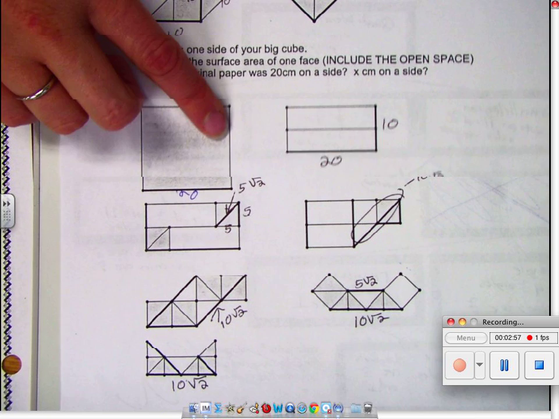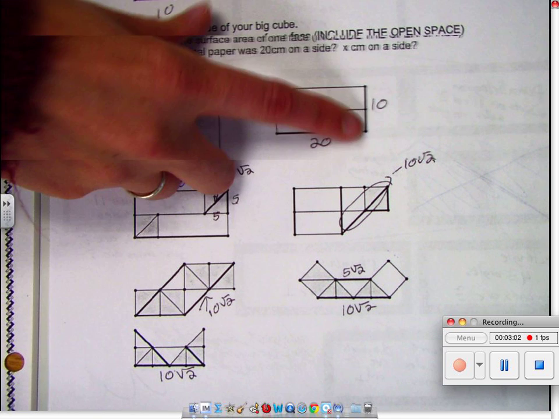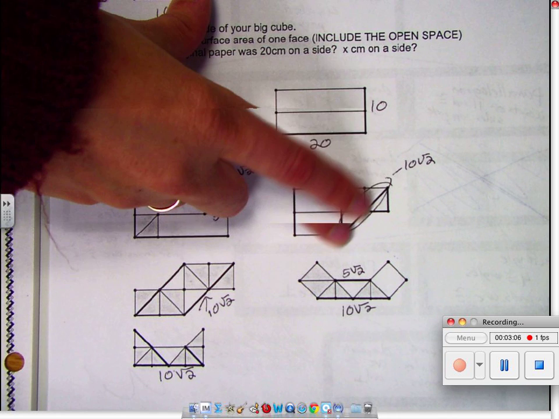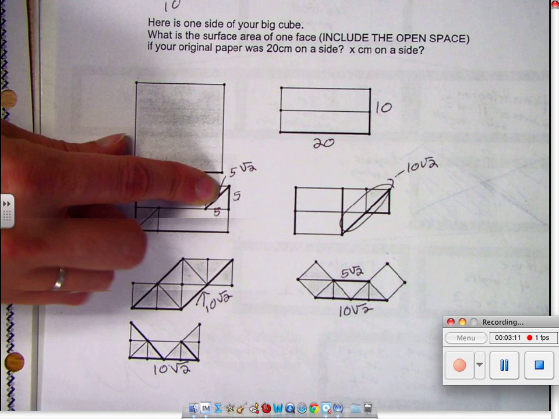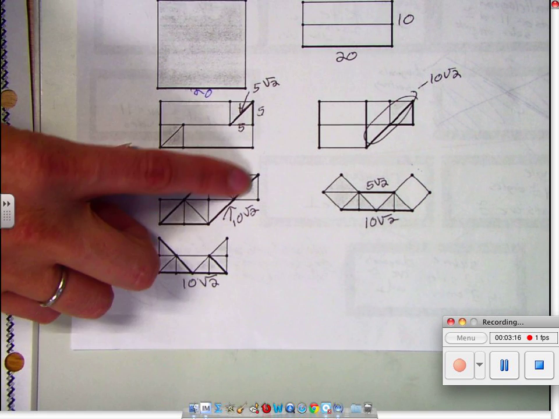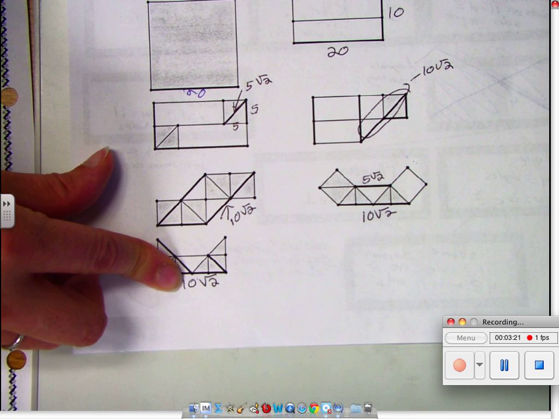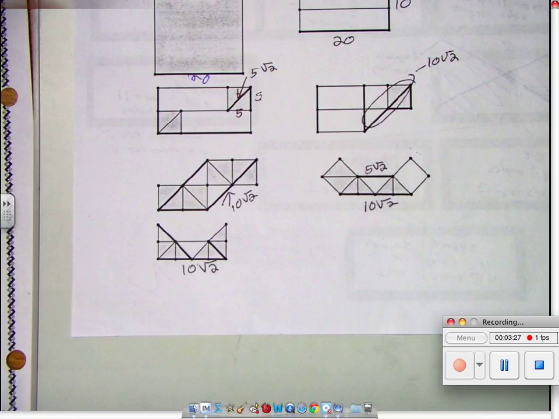So here we start with a 20 centimeter piece of origami paper. We fold it in half and it became 10. We fold up the side and this becomes 10 square root 2. This is 5 square root 2 when we fold up the corners. There are 2 of them, so it's 10 square root 2. This side is still 10 square root 2, and when we fold it up, we get 10 square root 2 still. And this little inside part right here is 5 square root 2. Any questions on this?